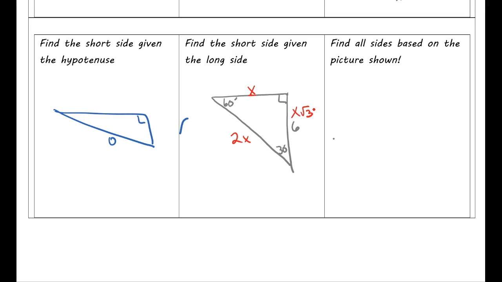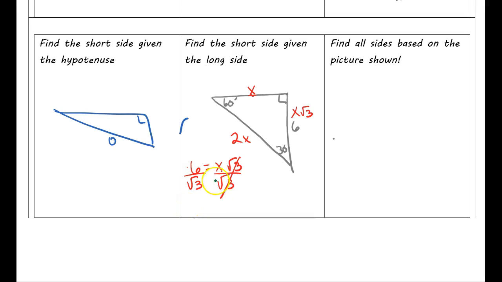So you look at what they gave you, which they gave me the 6, and the 6 is written right underneath x root 3. So you need to take those two things and set them equal to each other, since they are in the same spot on the triangle. And I want to find out what x is so I could fill in these other two. So to find x, how do I get that x by itself? I divide off the square root of 3. And those go away, and now my x is 6 over root 3.